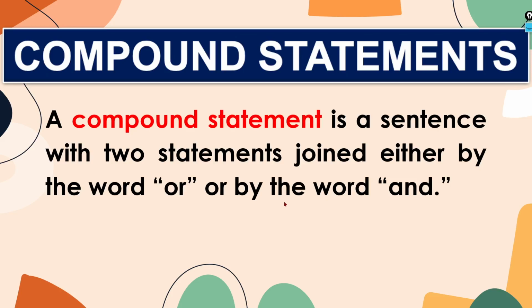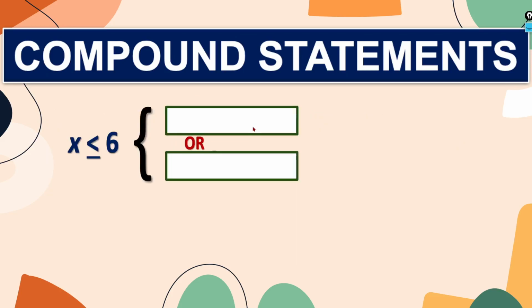Meron tayong tinatawag na compound statements. These are statements made up of two or more simpler statements and are joined by, well, either the word or, or and. Tingnan natin yung mga iba't ibang compound statements natin. Kanina nakita natin sila, no? In part, yung ating mga compound statements like greater than or equal to, less than or equal to, those are your or statements, and your and statements, yung ating like x is greater than 5 and less than 10 perhaps. Okay, so let's see more of those examples here.